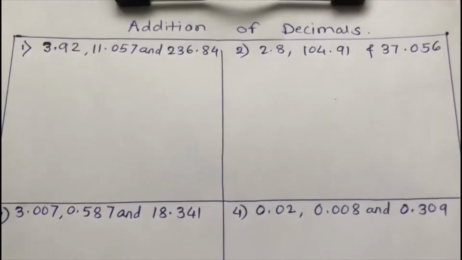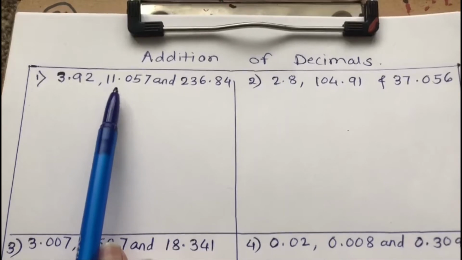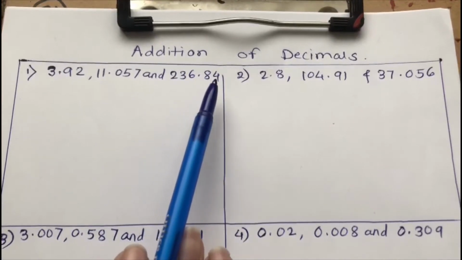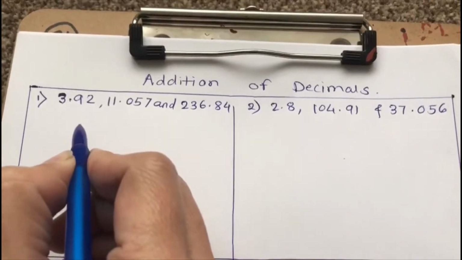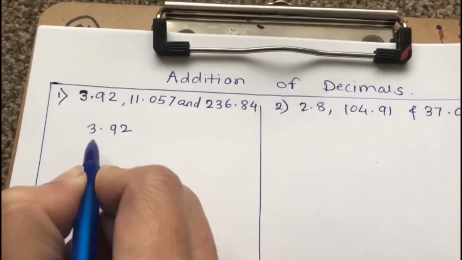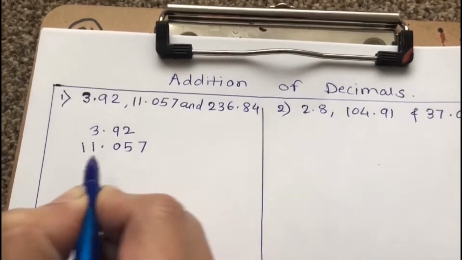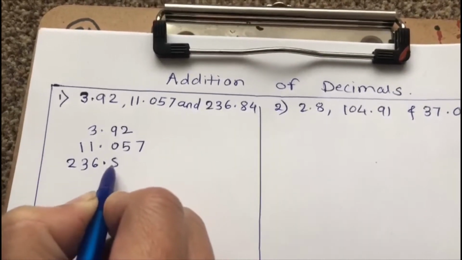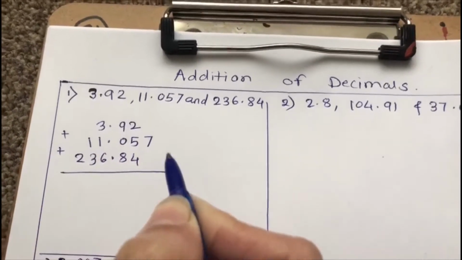So let's get started. First example is 3.92, 11.057 and 236.84. We have to add all these three numbers. So I write here 3.92, 11.057 and 236.84. Now we'll add all these three numbers.